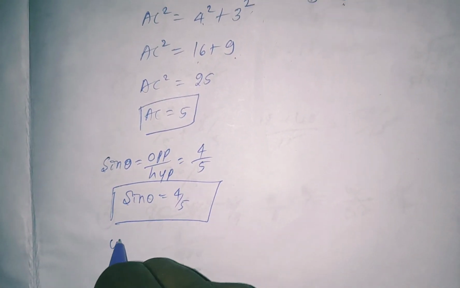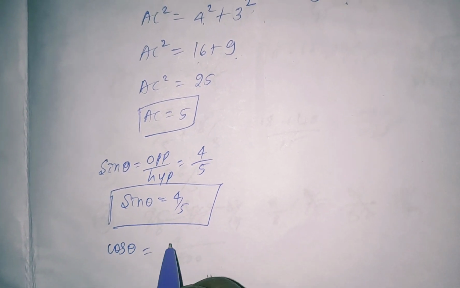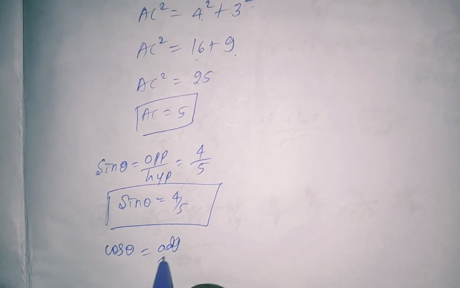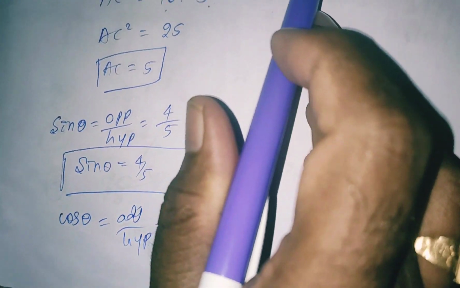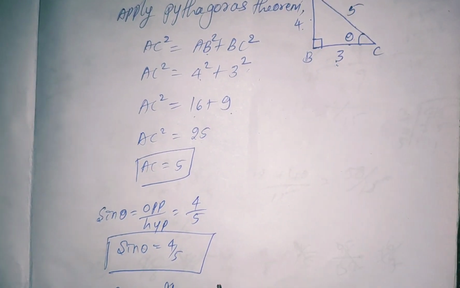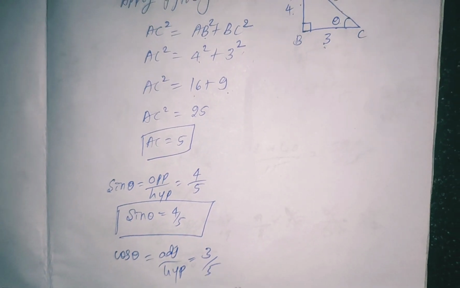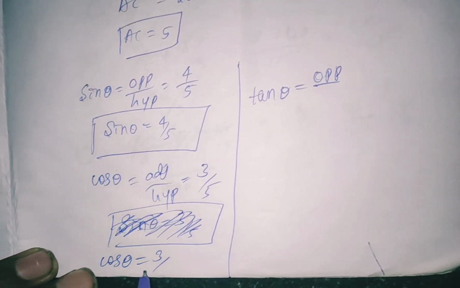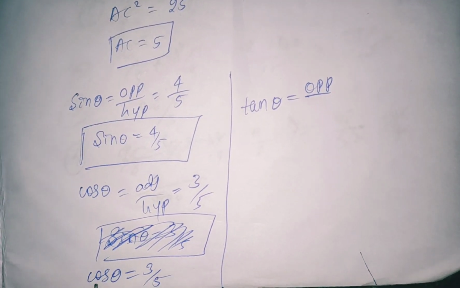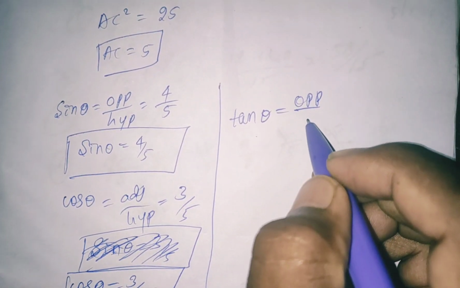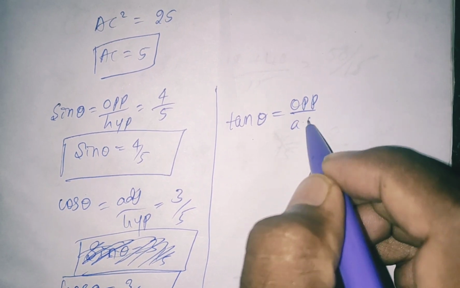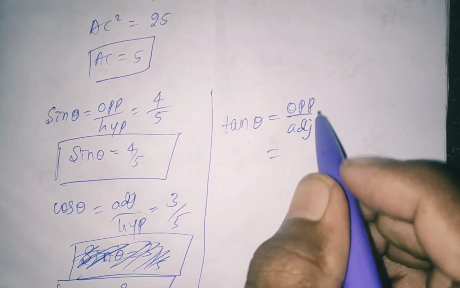Similarly, cos theta is adjacent upon hypotenuse. What is the adjacent side here? In this figure, 3 is the adjacent, so 3 upon 5. So cos theta is 3 upon 5. Then tan theta is opposite upon adjacent. What is the opposite value here?